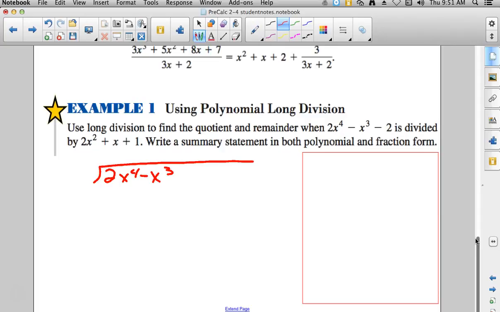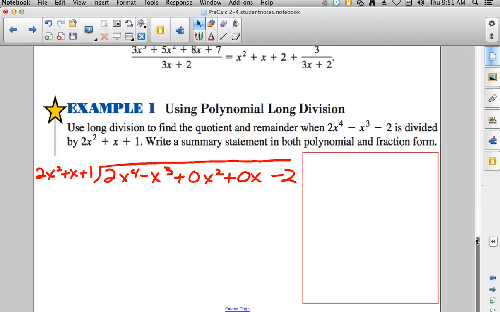Now sometimes it doesn't matter and you could just put the minus 2 on there and go on your merry way. But most of the time it's helpful to put in some placeholders for those positions so you don't accidentally mess up as you're going through it. Now this time we have a trinomial as the divisor, but it's no different than what we did before. Our focus is always on that first term, making that first term disappear. So if I have 2x squared plus x plus 1, what's the first thing I'll need to multiply by to get rid of that first term? x squared.